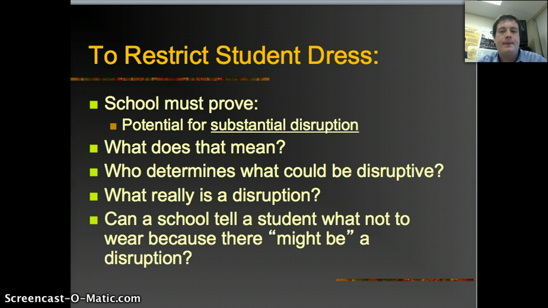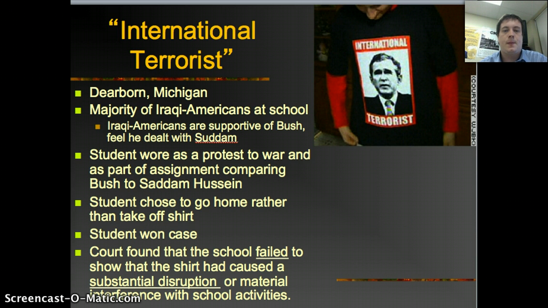But what does that mean? Who determines what could be disruptive? What really is a disruption? Can a school tell a student what not to wear because there might be a disruption, or do they have to wait till a disruption actually occurs? We're about to see this through many examples.